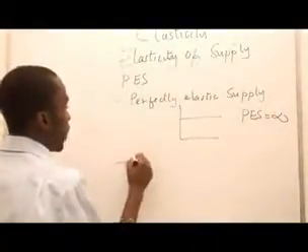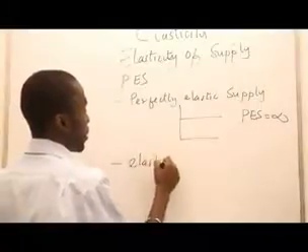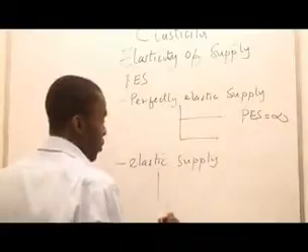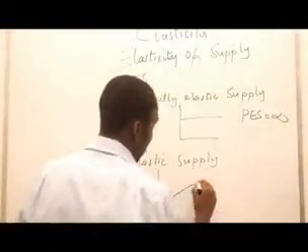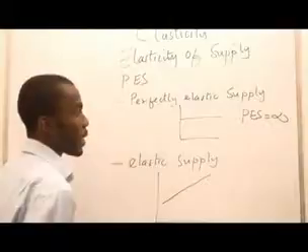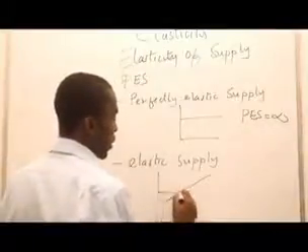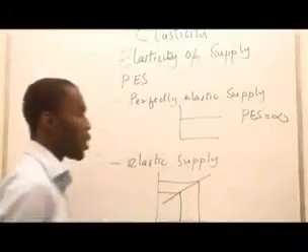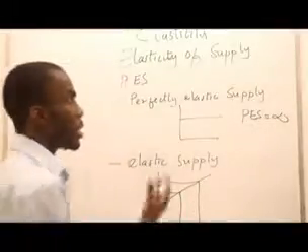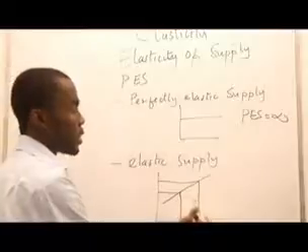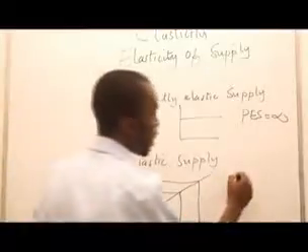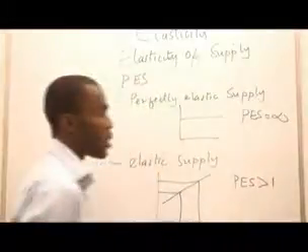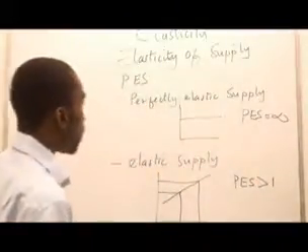You can also have the elastic supply case, where now you have a kind of flat supply curve, which means that a unit increase in price will lead to a more than one unit increase in quantity supplied. And in this case, you have your price elasticity of supply to be greater than 1.